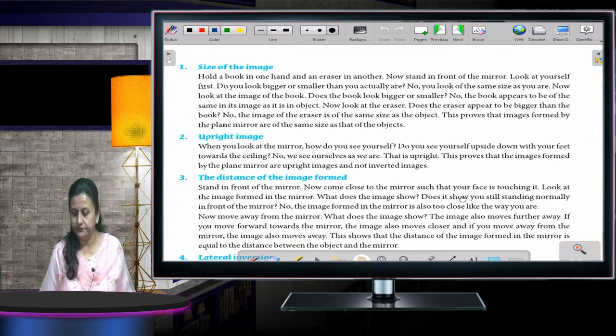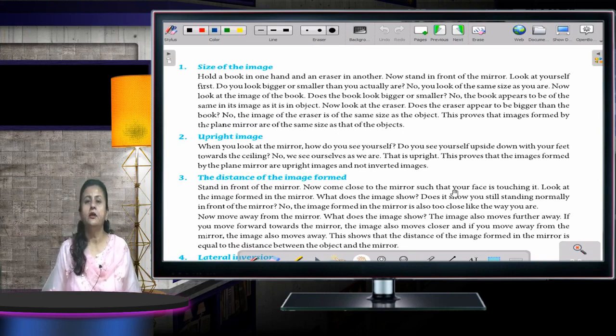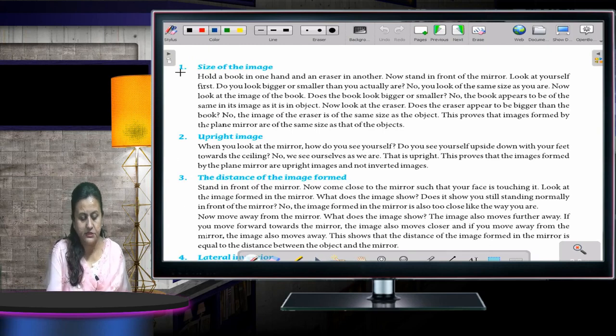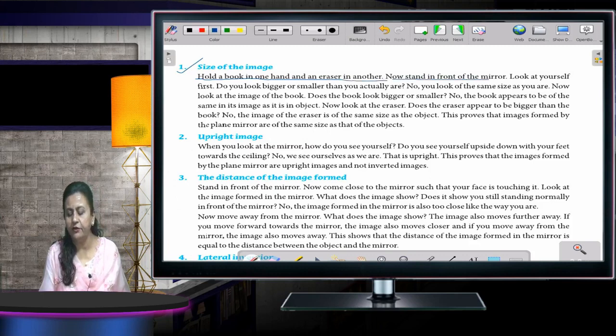Here. Can you all see? First, the size of the image. Hold a book in your hand and an eraser in another. Now stand in front of the mirror. Look at yourself. Do you look bigger or smaller than you actually are?